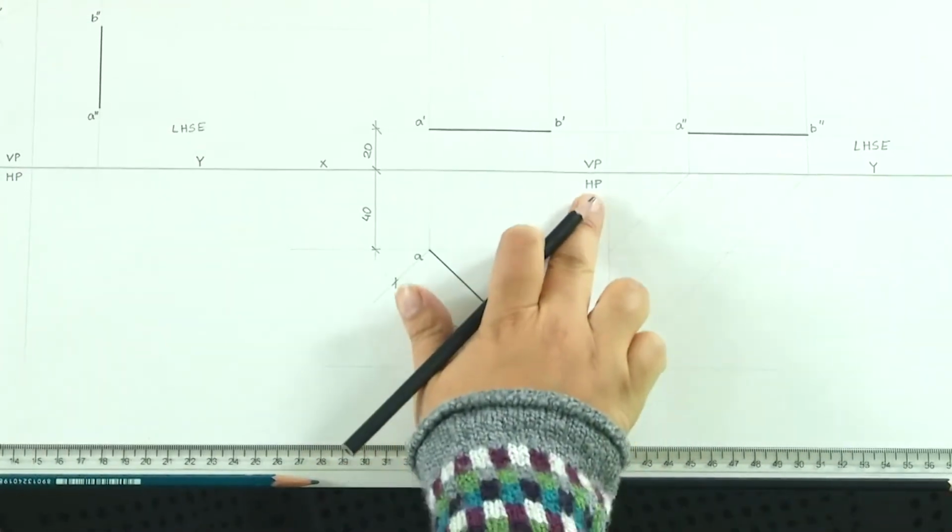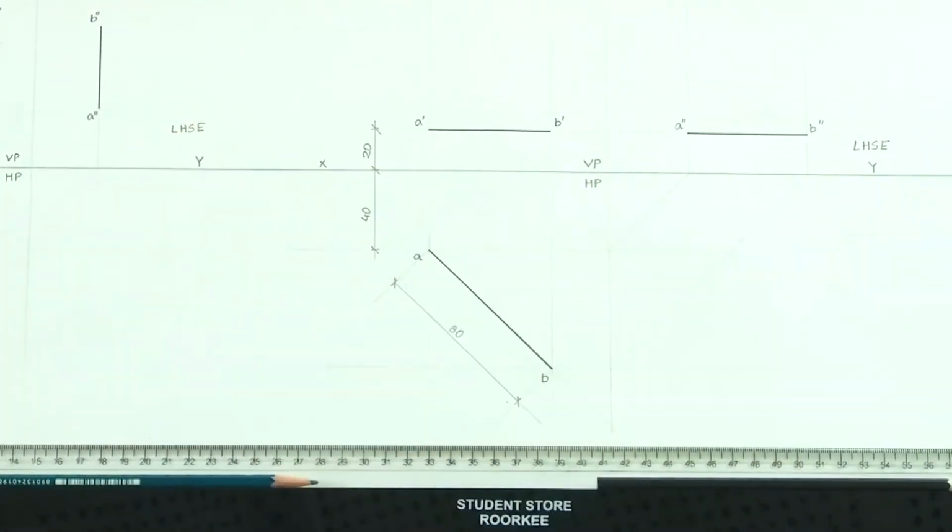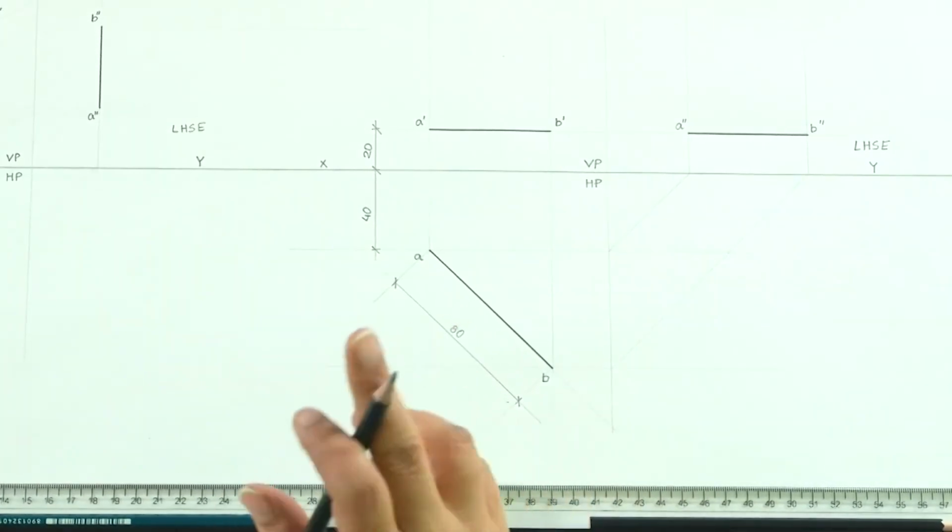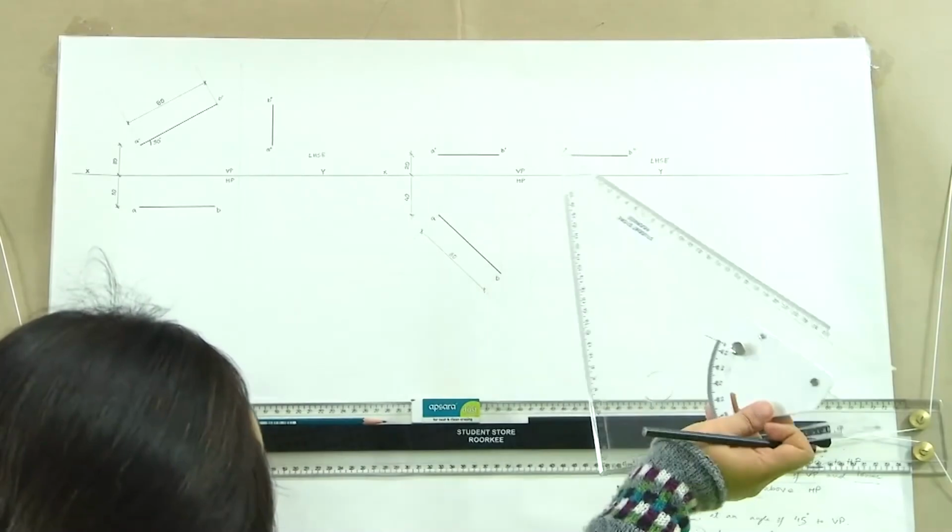I am writing all these without guidelines, but ideally you should never be writing without guidelines unless your hand is very firm and you are well versed with how to draw things and how to write. So, until then you should not be doing any write up without the guidelines, always have guidelines. So, these are the two cases which we will get if the lines are inclined to one of the planes and parallel to the other plane.